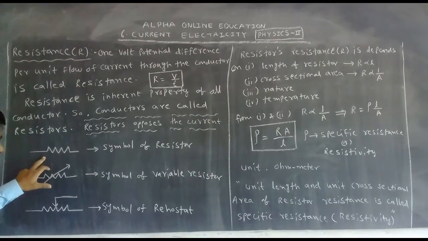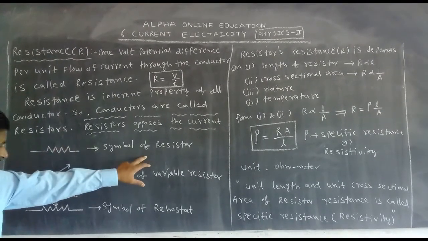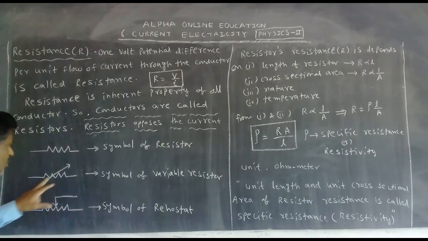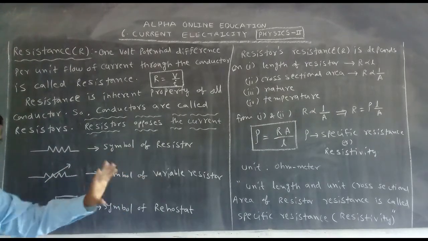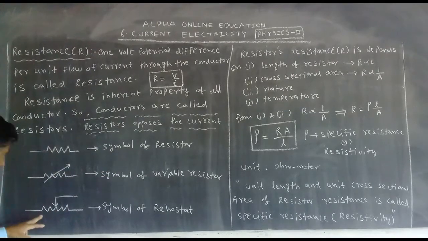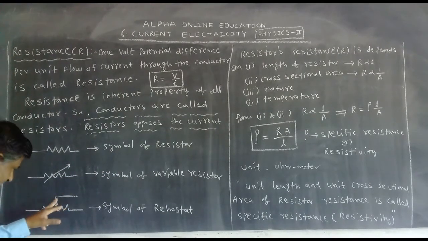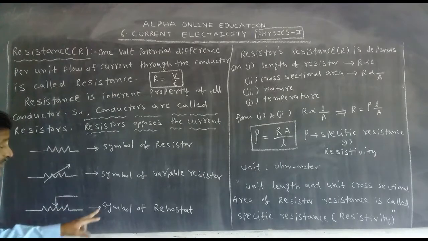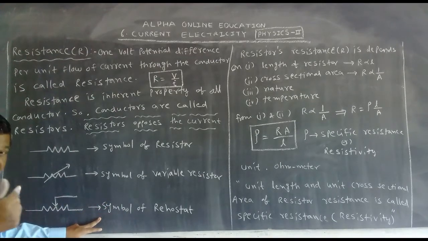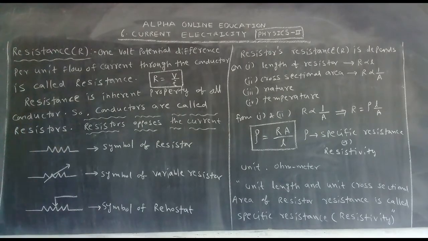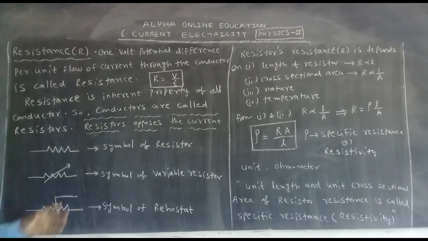This is the symbol for resistor. If we take an arrow mark, it is called the symbol of variable resistor, where the resistance changes. If we take the arrow like this, it is the symbol of rheostat. This we can use while doing the practicals. Okay, resistance is the inherent property of conductors, so they are called resistors.